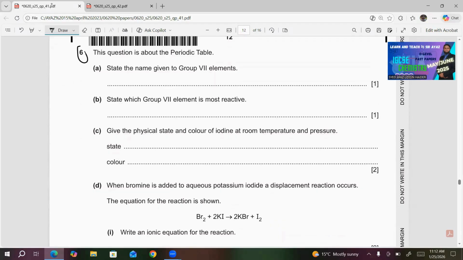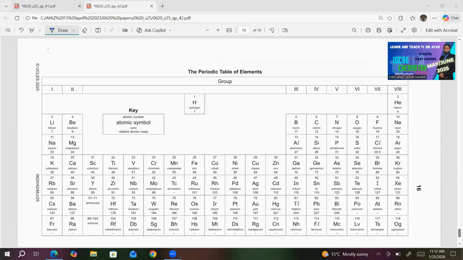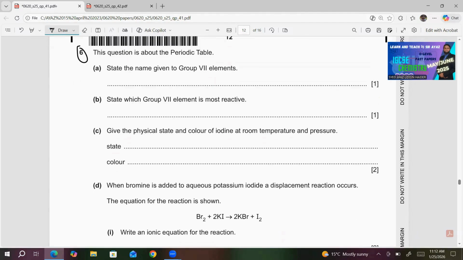So question number 6. This question is about the periodic table. A, state the name given to group 7 elements. So it's group 7. And you know that it's known as halogens. So I'm going to write halogens here.